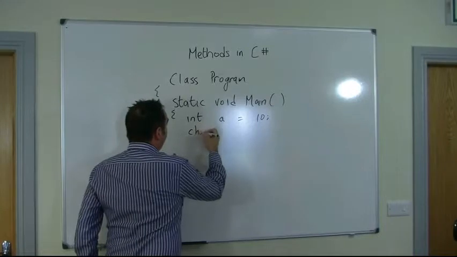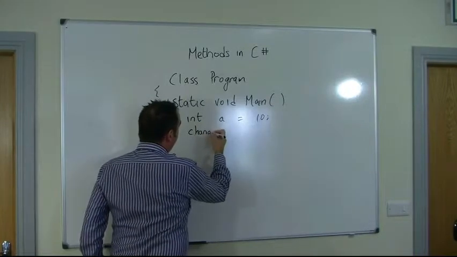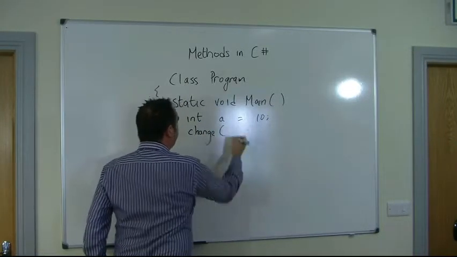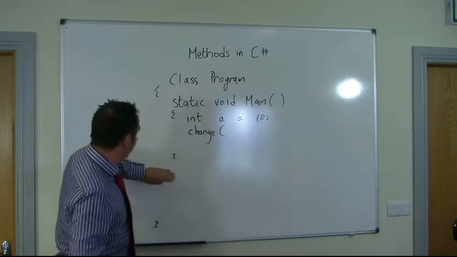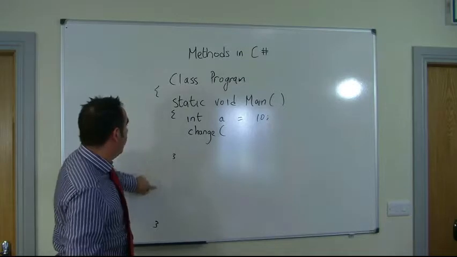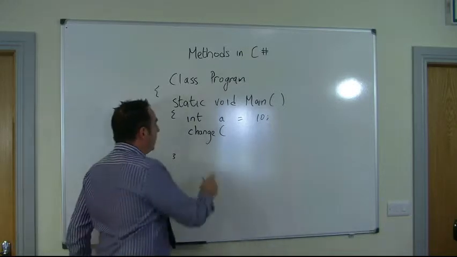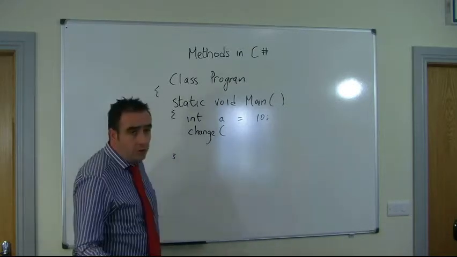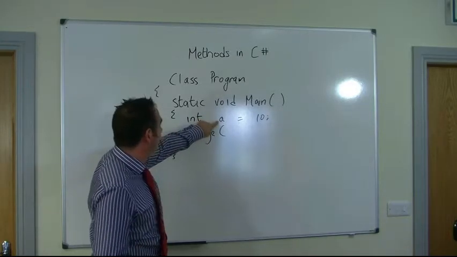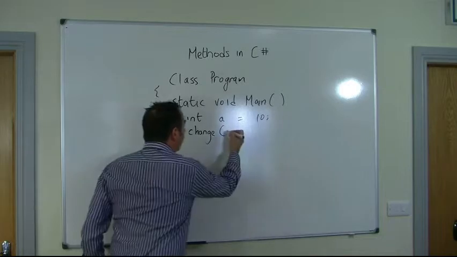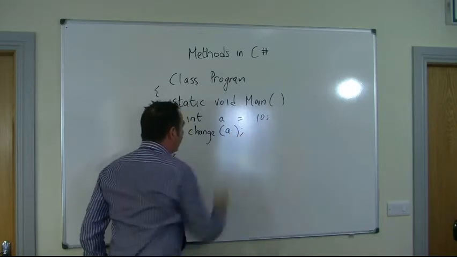So if we were in C#, or Visual Studio rather, and we did this, we'd get an error, and that's because change doesn't exist. But we're going to write our change method below our main method down here. This change method is going to take an integer value, and I want to pass in the value that is stored in this variable a. Okay, so there we have it. That's all we need to do.